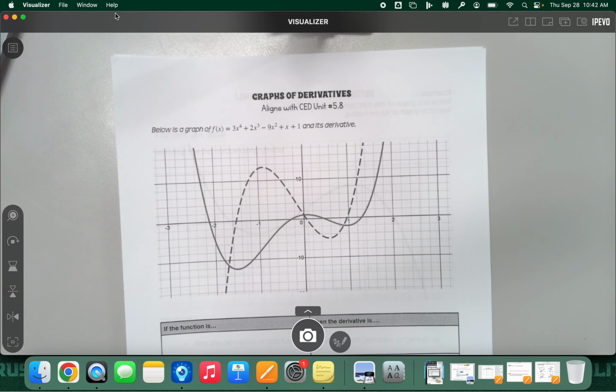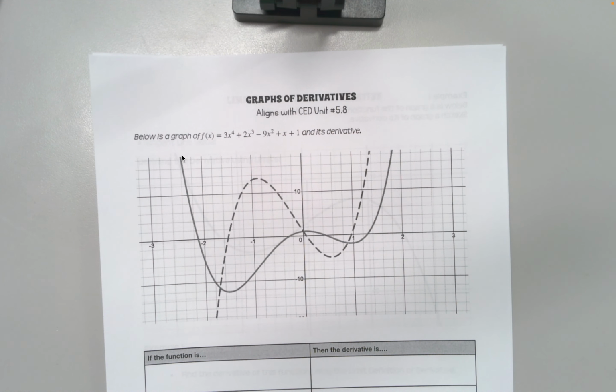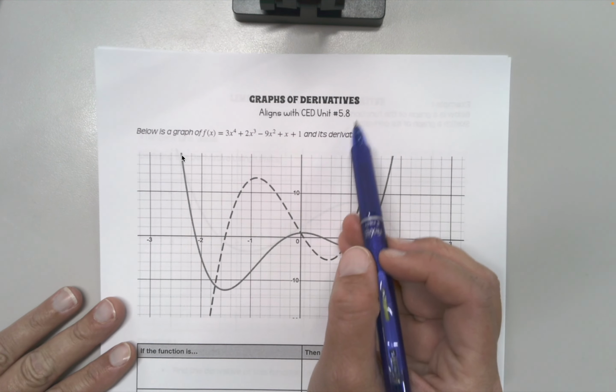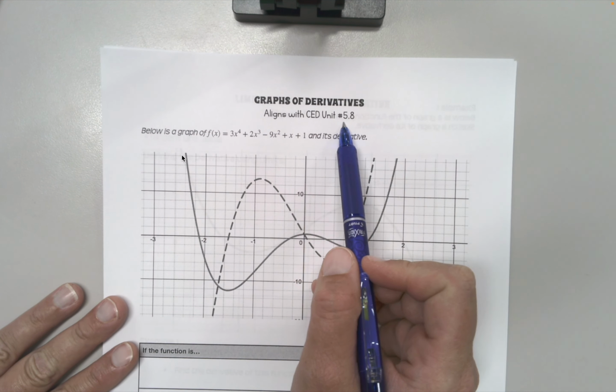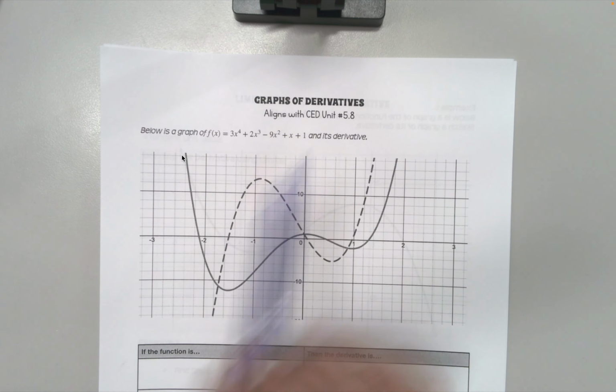Hi everyone. So we're going to take a look today. We're going to continue this idea of derivatives, and we're going to look at the graphs of some derivatives. And I do want to point out that this lesson is technically much further along in the course sequence, and we'll definitely revisit this later in Unit 5.